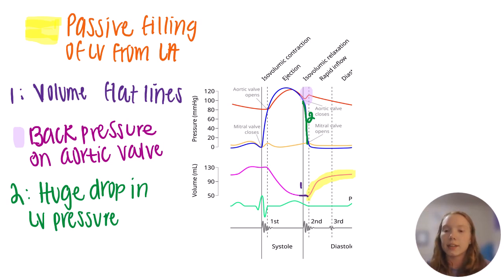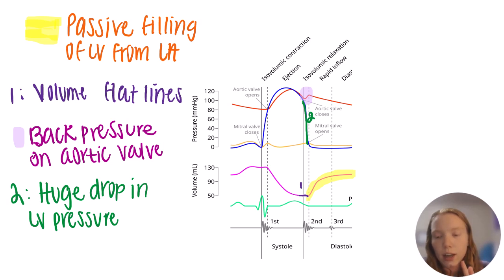And that is because that is the passive filling from the left atrium down into the left ventricle. And now more, I want to look up here on this highlighted spot that's purple. This highlighted spot is purple. It's right where we're looking at that.